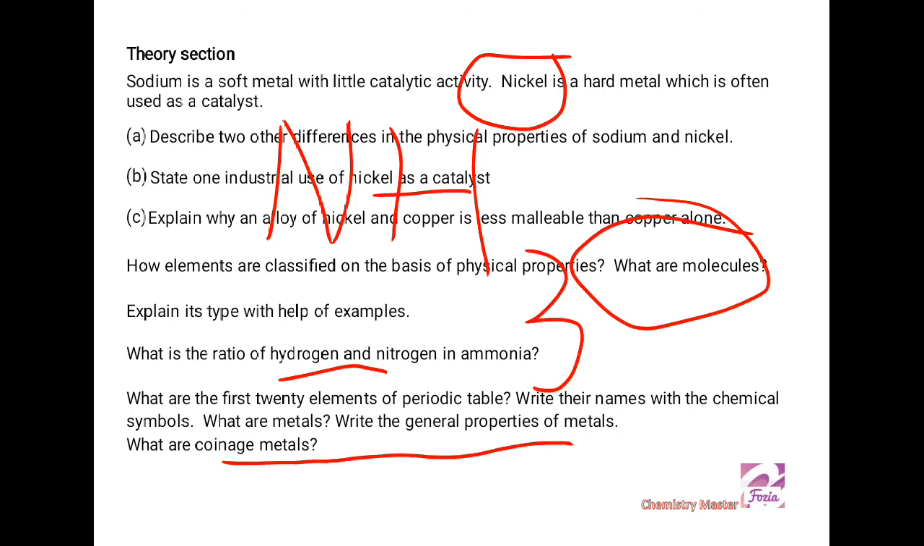And coinage metals are those metals which can be made into coins, such as gold, such as silver. I hope this discussion is enough to boost your energy to understand and to prepare this topic, to cover the full content from your textbook and from your 5-year paper.